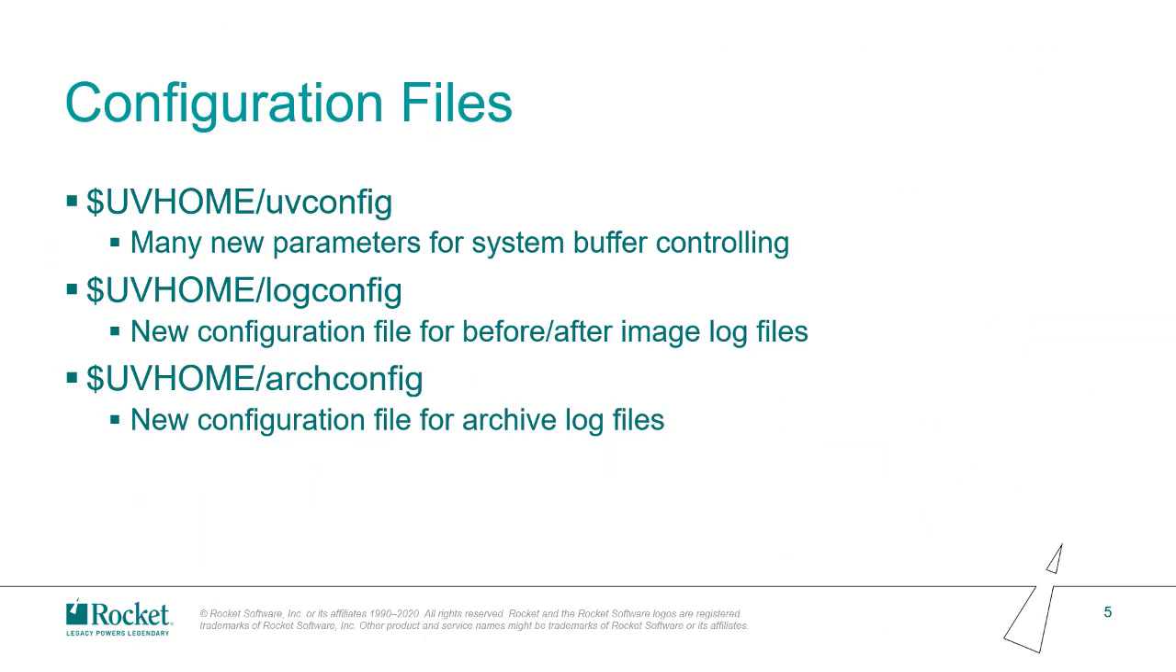For the configuration of UniVerse recoverable file system, those are the three files we're going to mainly work on. The first one is the main UniVerse configuration file, which is a pretty old file, but with lots of new parameters for the system buffer. The second one is the log config file, which defines the before image log and after image log files. The third one is the arch config file, which defines the archive files.